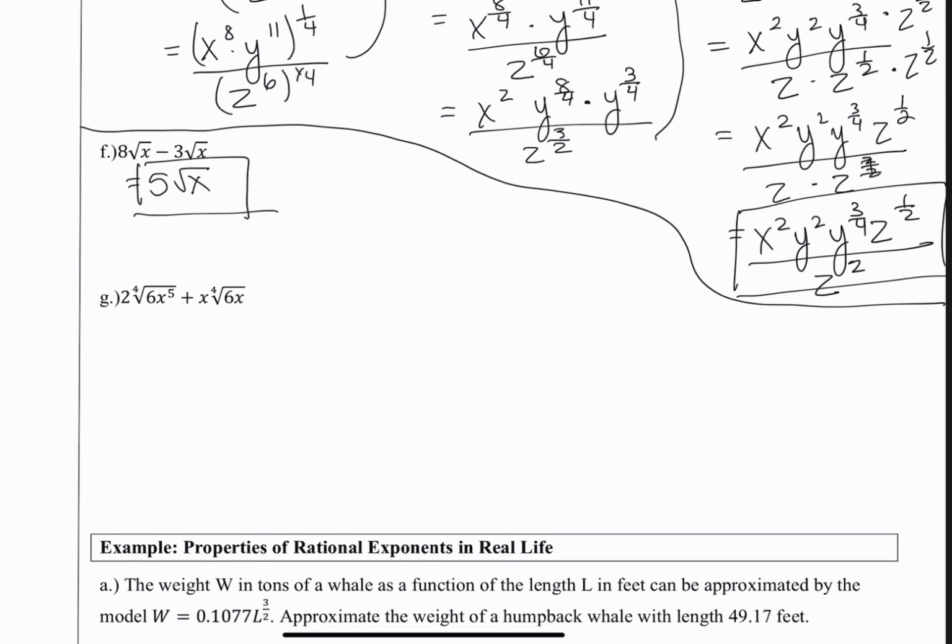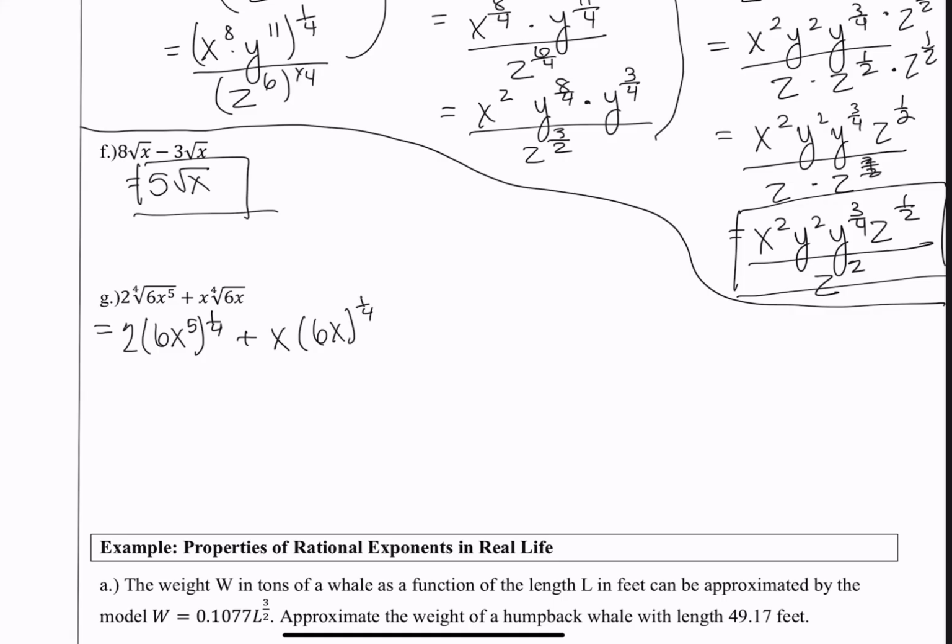I think I'll start this by thinking to myself, I have 2 4th roots. Are they like terms? I don't think so. Because while they both have the 4th root of 6 in them, they also both have the 4th root of x, but one of them's x to the 5th. So those are not like terms. I'm going to start off by rewriting this in rational exponent notation. So we'll have 2 times 6x to the 5th raised to the 1/4 plus, and then I've got an x times 6x raised to the 1/4.